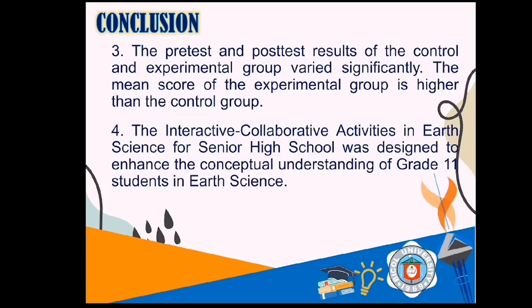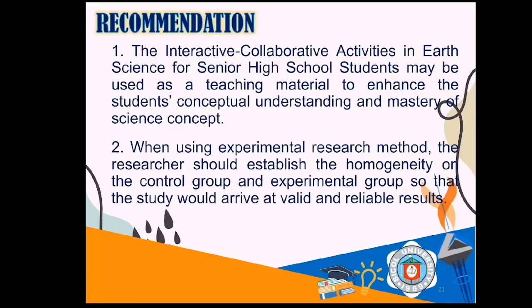Then, we have number 3 conclusion, which is also in line with the number 3 findings. The pre and post-test results of the control and experimental group vary significantly. The mean score of the experimental group is higher than the control group. This is also in line with the question, with the findings, and with the result.